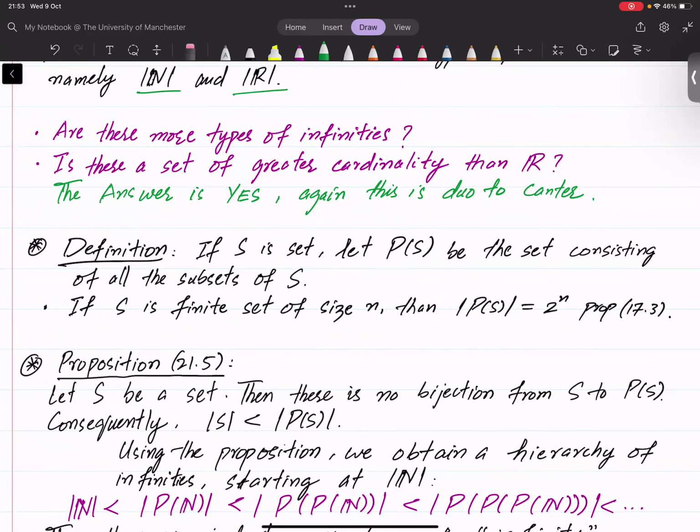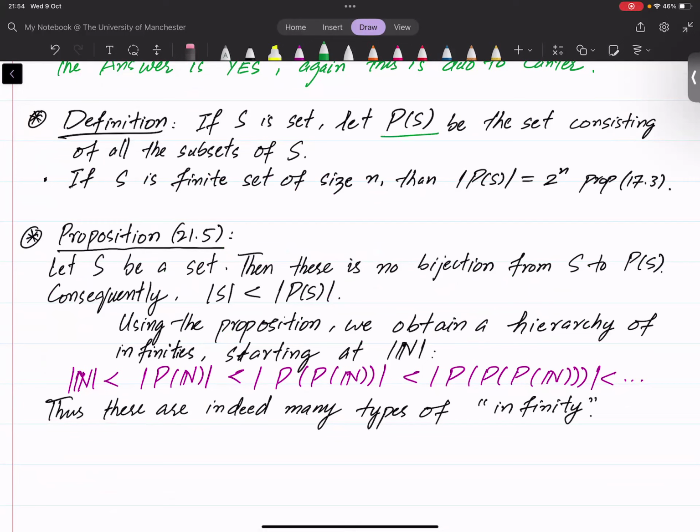This is due to Cantor. And Cantor says, if S is a set, and let P of S be the set consisting of all the subsets of this set, if S is a finite set of size n, then this power set has size 2 to the power n. And that's Proposition 17.3. We have proved it, and we have given a wonderful proof of this proposition. You should look at that.